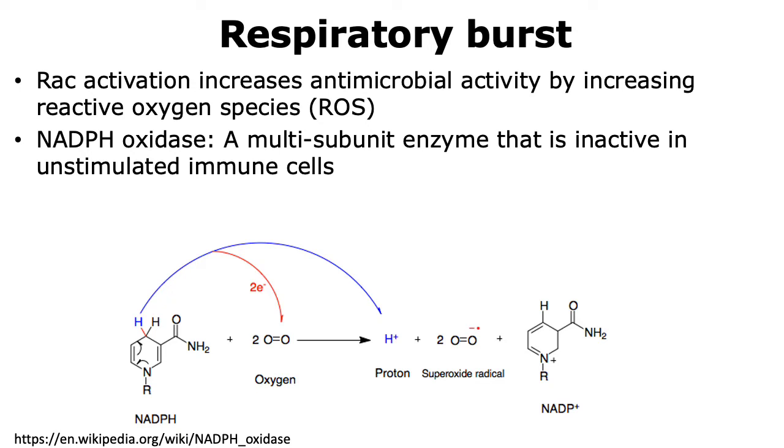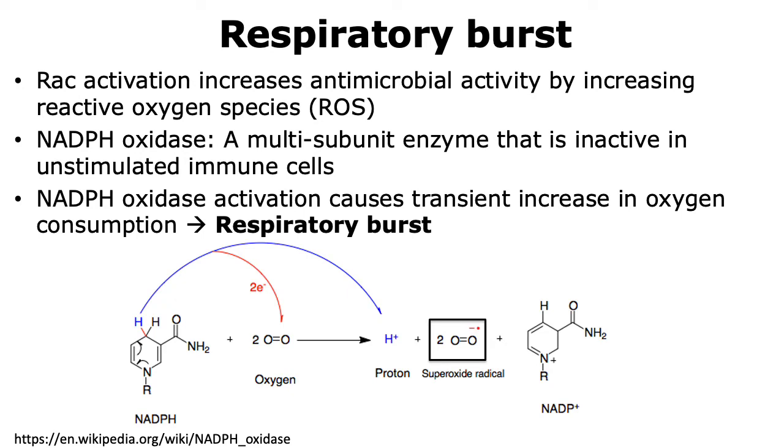What NADPH oxidase does is it utilizes NADPH and oxygen, and it catalyzes a reaction that ultimately results in the production of a superoxide radical. These superoxide radicals are highly reactive and can act on the microorganisms. Thus, the NADPH oxidase activation causes a transient increase in oxygen consumption.